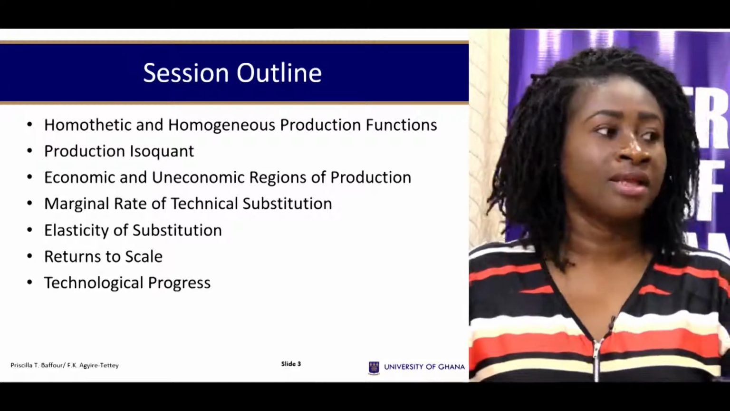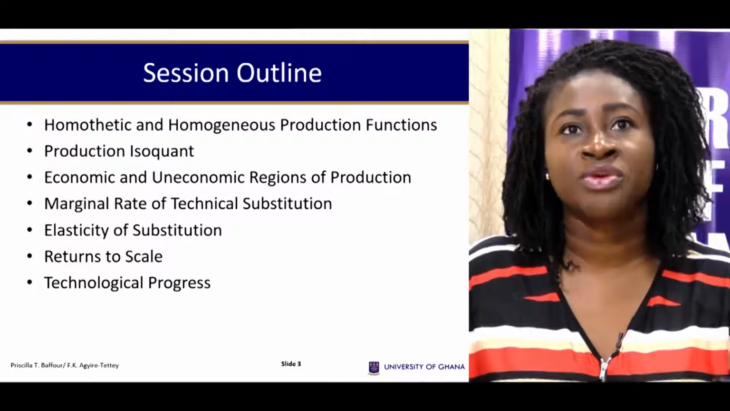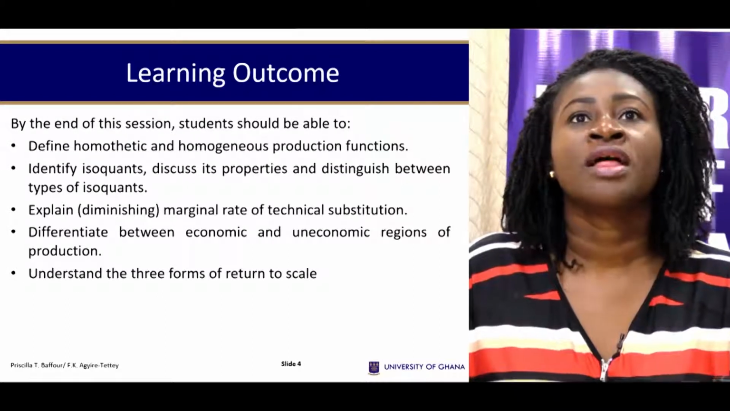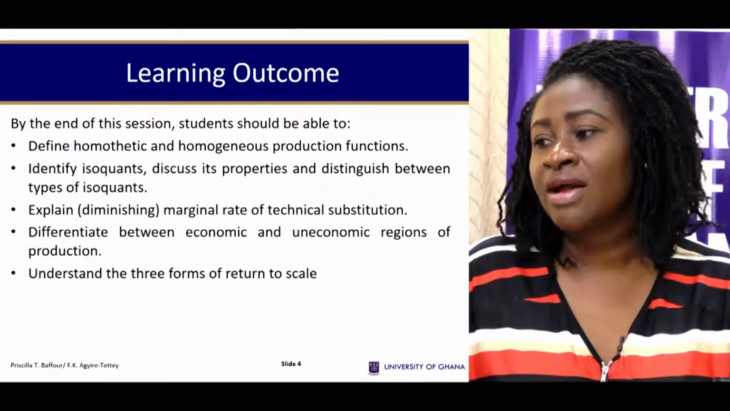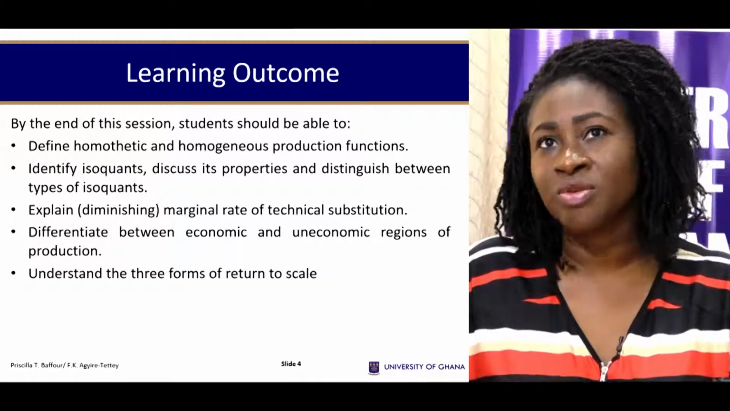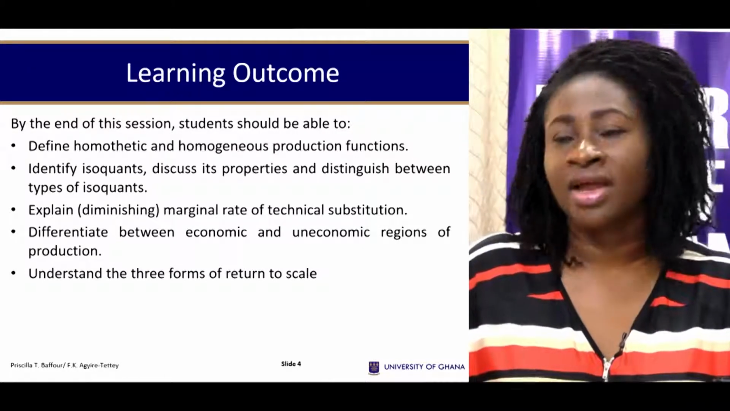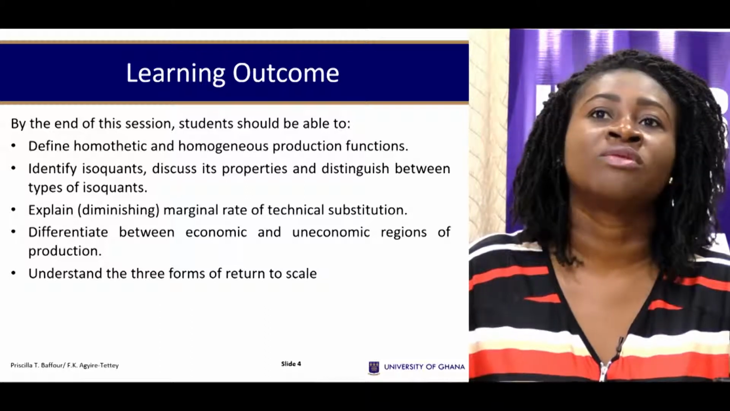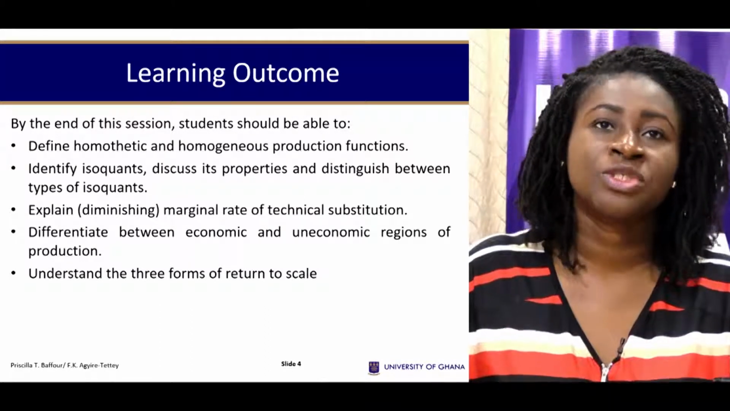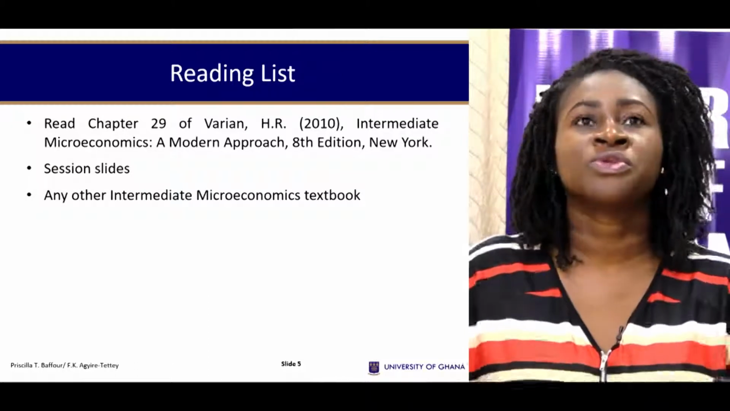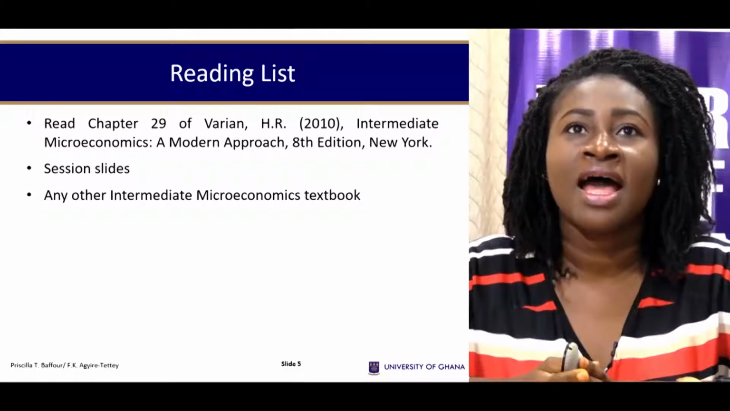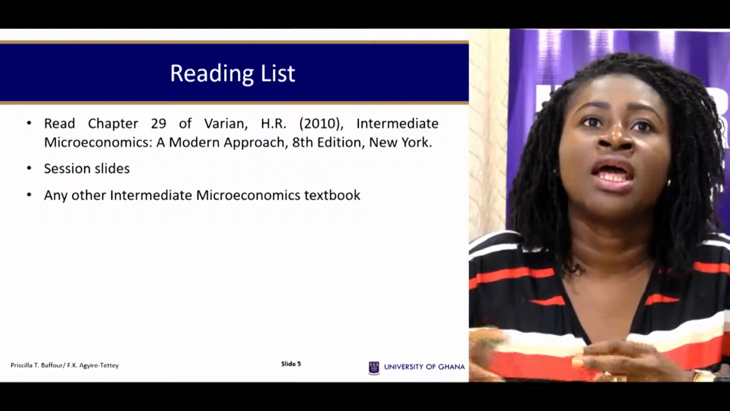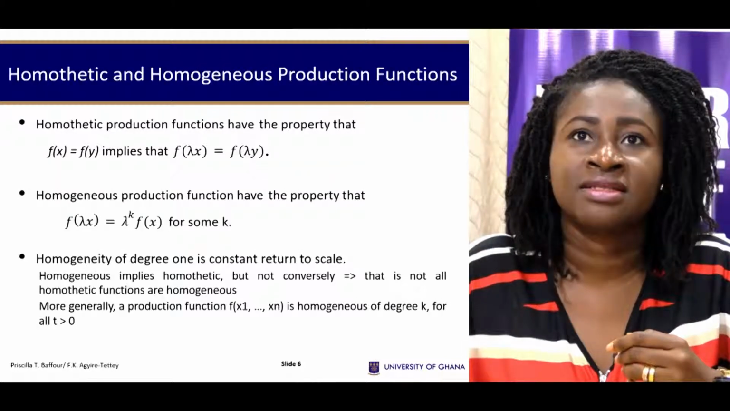In terms of the outline, we have homothetic and homogeneous production isoquants, and the list goes on like I indicated over here. The outcome is that at the end of the day, you have a good working knowledge in homothetic and homogeneous production functions, identify an isoquant, determine optimum bundles of production, explain the law of diminishing marginal rate of substitution, and the list goes on. So in terms of the reading list that we have, chapter 29 of Varian and Hall, right? And then the session slides and any other intermediate micro.